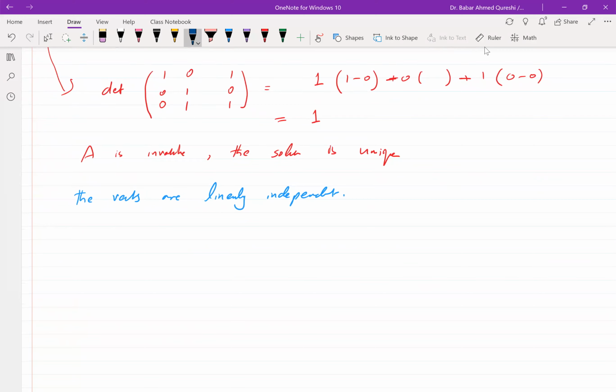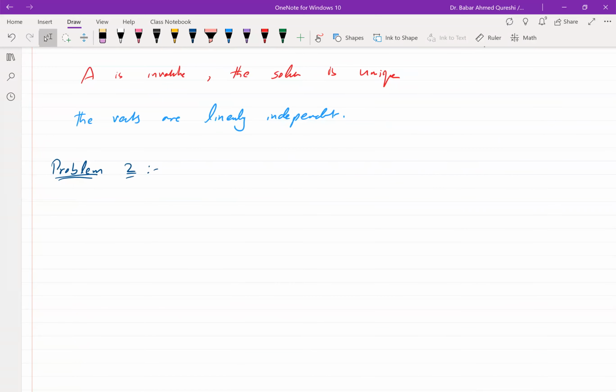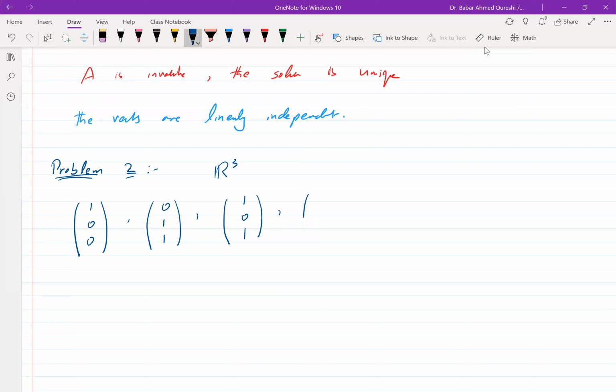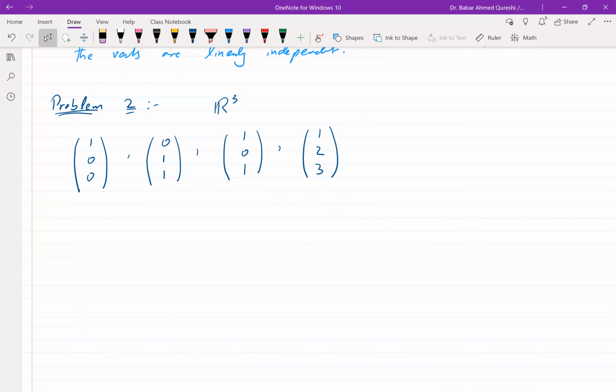Now let's move on to the next problem. This kind of method only works when you have n vectors and you are in an n-dimensional space. So suppose now again I have vectors living in R3, but I'm given these four vectors, and I want to know if they are linearly independent or not.